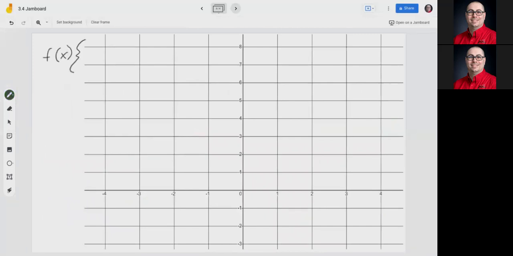So remember our function. It's -2x plus 1 where x is greater than or equal to -3 and less than 1. It's 2 when x equals 1. And it's x squared when x is greater than 1.